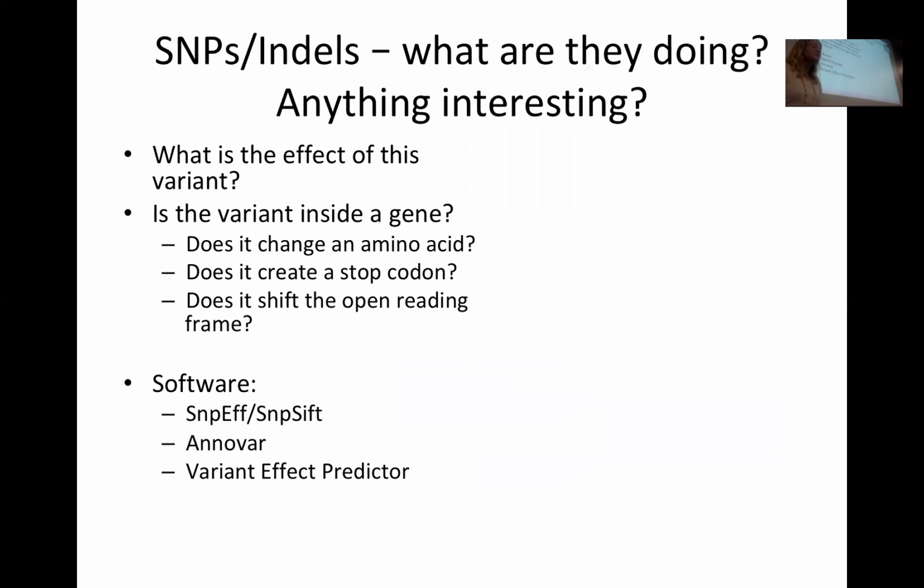The final thing you might want to do if you're calling variants is ask if they're actually doing anything functional. I mean, sometimes all you care about is population structure, but sometimes you're looking for a phenotype. Is this causing some phenotype? So the first thing you normally ask is, is the variant inside of a gene or a regulatory region? Does it change an amino acid? Does it create a stop codon? Does it shift the open reading frame? All of those things could change a protein and therefore change your phenotype.